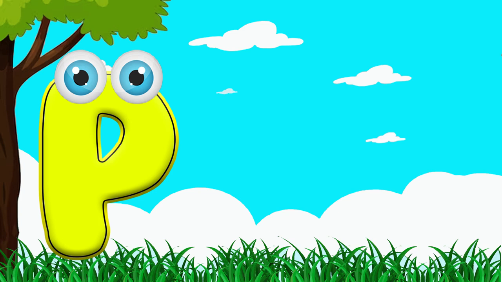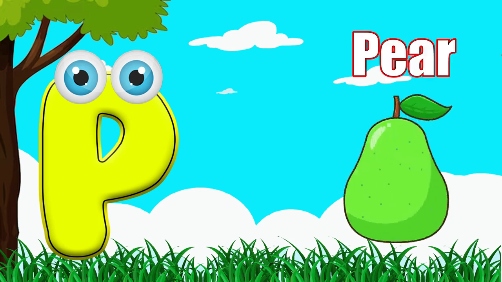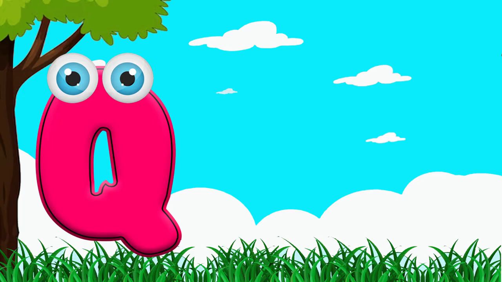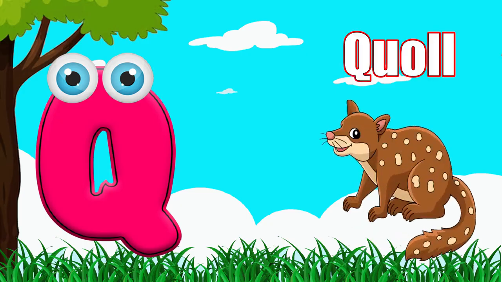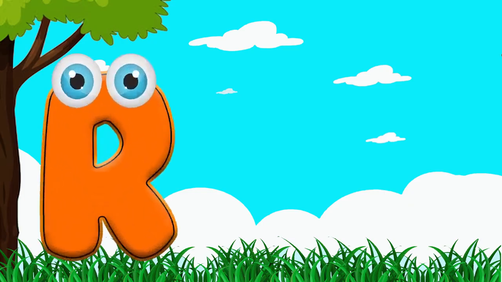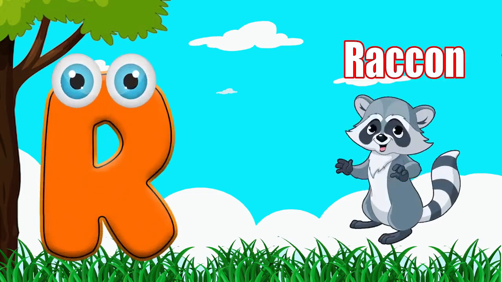P is for pear. Q is for quail. R is for raccoon.